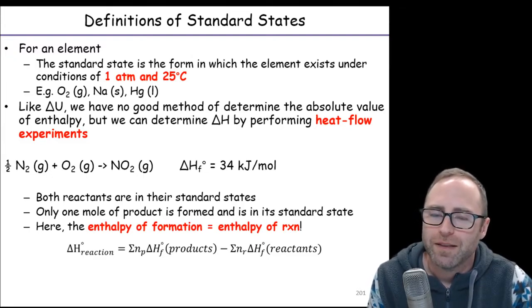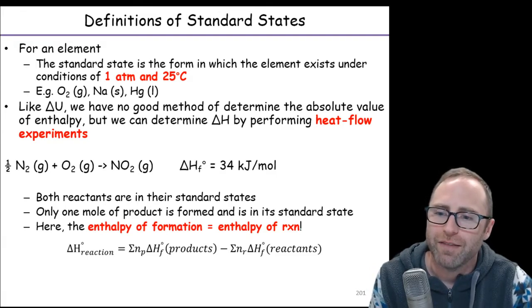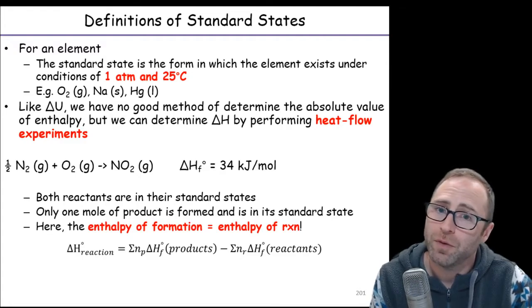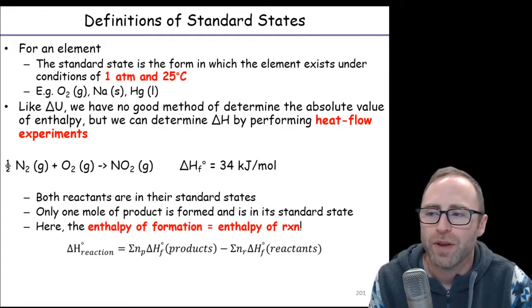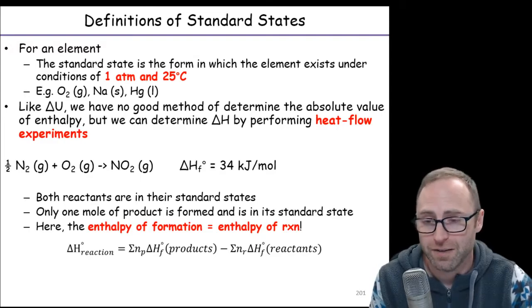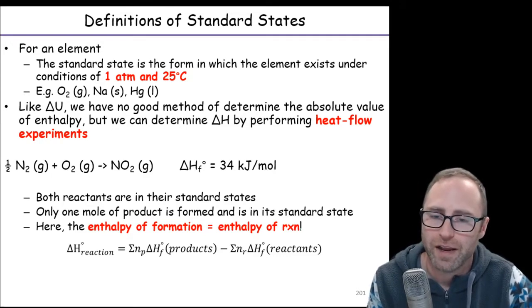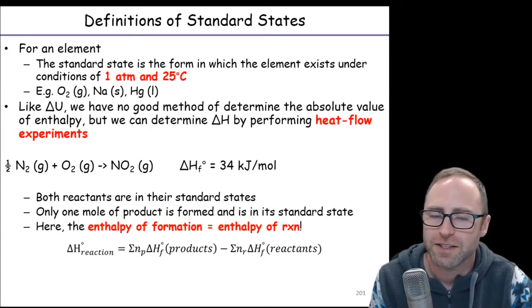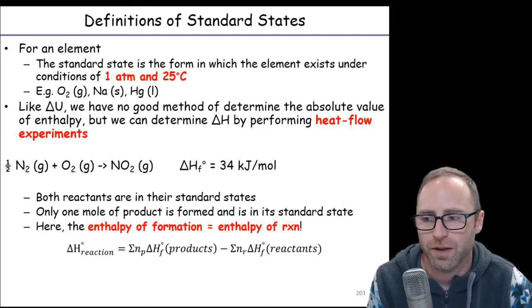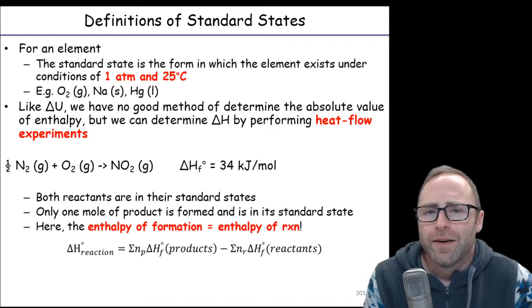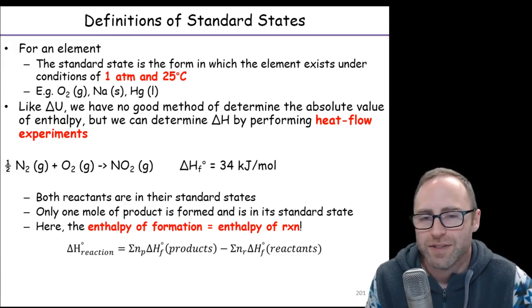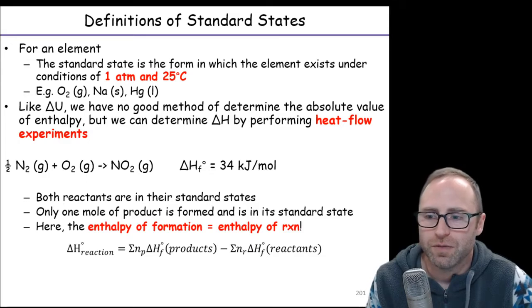And a nice thing about this is, like that change in internal energy, delta E, delta U, we don't really have a great way of measuring an absolute value of what the enthalpy is, but we can figure out what the change in enthalpy is via things like a heat flow experiment. So we can measure the temperature change. Think about calorimetry at constant pressure, the kinds of stuff that we did last time. Q equals m c delta T. We're measuring the heat as it flows from one place to another. How does that help us, and what's that got to do with the enthalpies of formation?